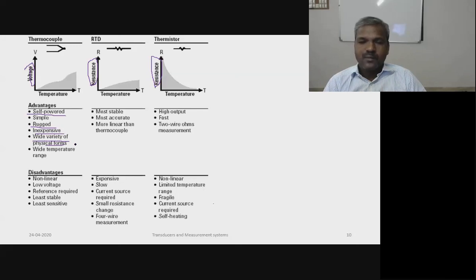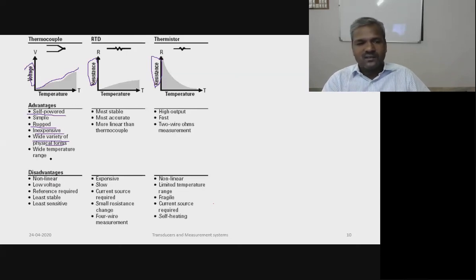Those are called pyrometers. Pyrometers are very high temperature measuring devices. You would have studied pyrometers in physics, right? Then the disadvantage is that it is mostly not linear. You see the curve, the thermocouple output is not linear. It is linear for a particular range only. Otherwise, if you consider a long range, it is not linear.